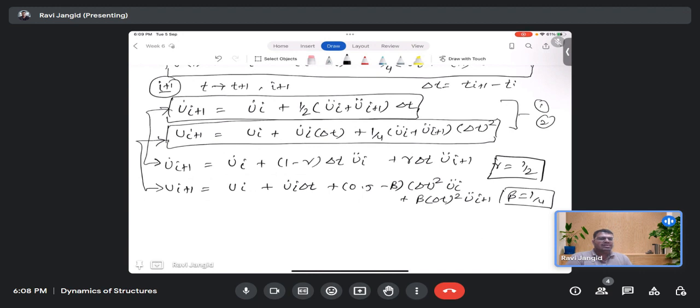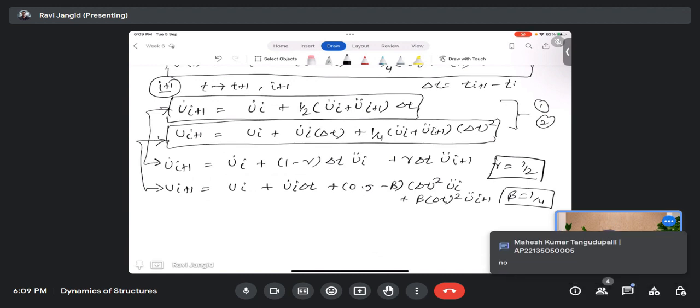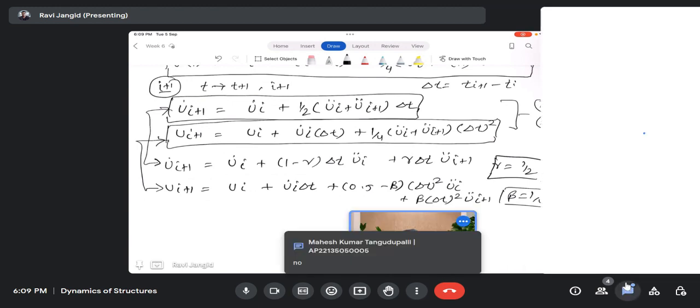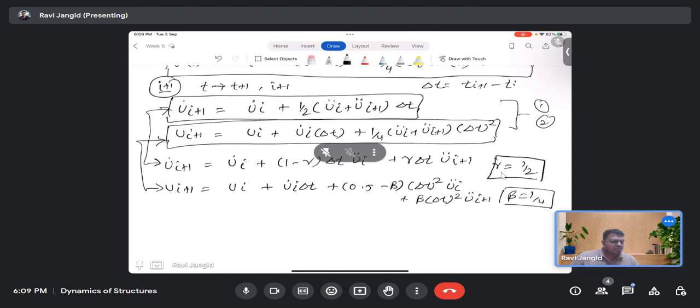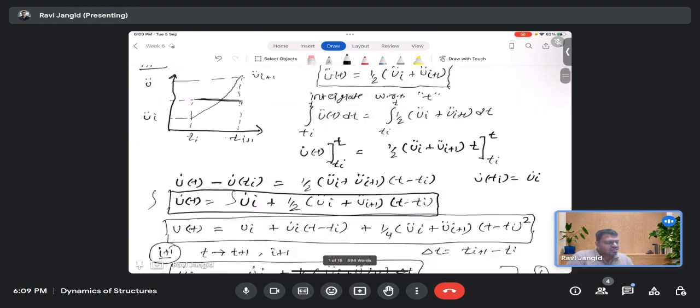Because this is a constant average acceleration. Sometimes a question may ask, if you consider it is linear or parabolic, then you can find out what the gamma and beta are. So that's why I discuss it here. So any doubt in this? Okay, if not, then next, this was for the constant.